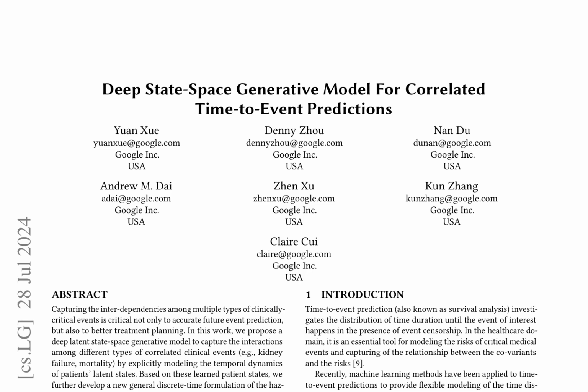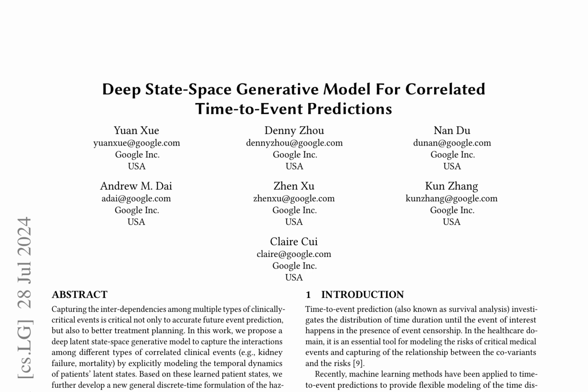The authors develop a new general discrete-time formulation of the hazard rate function to estimate the survival distribution of patients, achieving significantly improved accuracy. The paper highlights the importance of capturing interdependencies among multiple types of clinically critical events, which is crucial for accurate future event prediction and designing effective treatment plans.